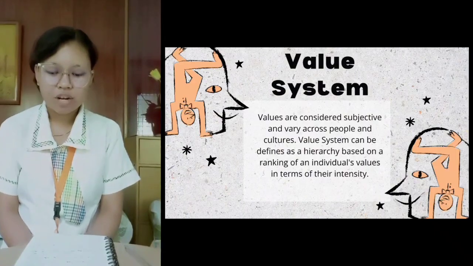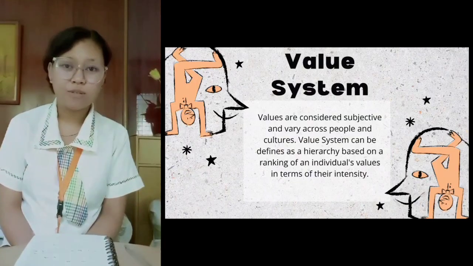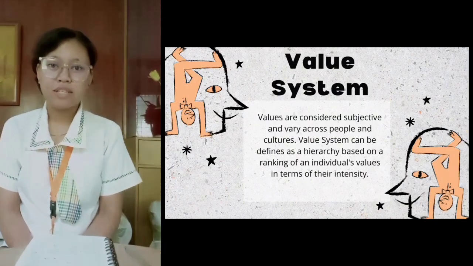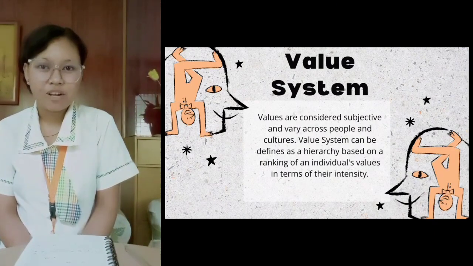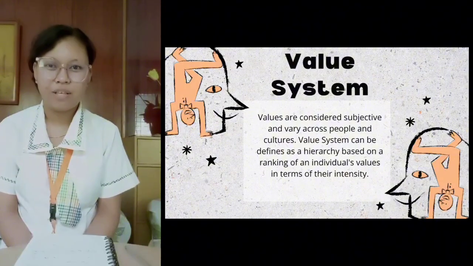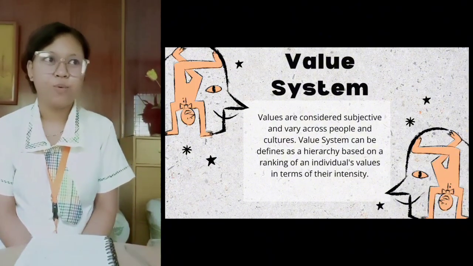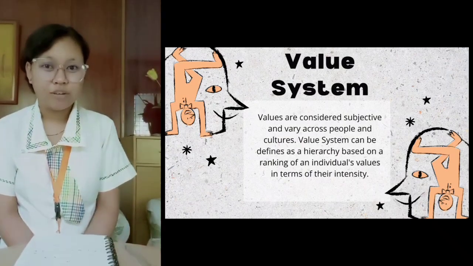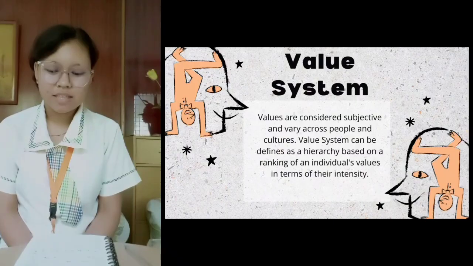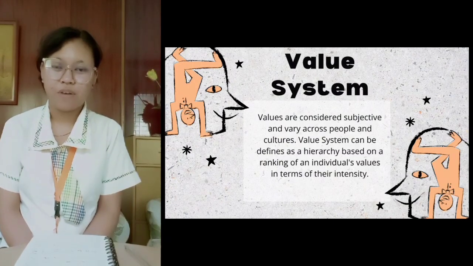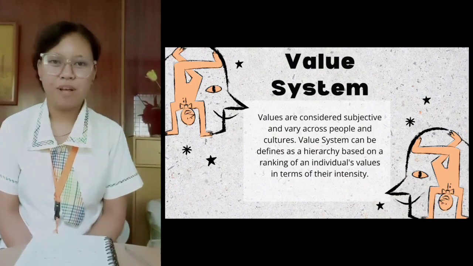It can be described as a hierarchy based on a ranking of an individual's values. So, when we say value system, as from the word system, it is a hierarchy of your values. Which values are higher for you, which values are lower. For example, you value honesty more than loyalty. You value integrity over resilience. You have a hierarchy of your values from the most important to the least important to you. That will be all. Thank you.